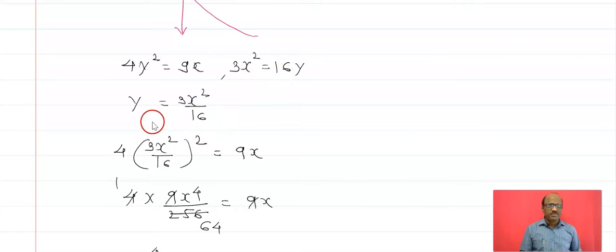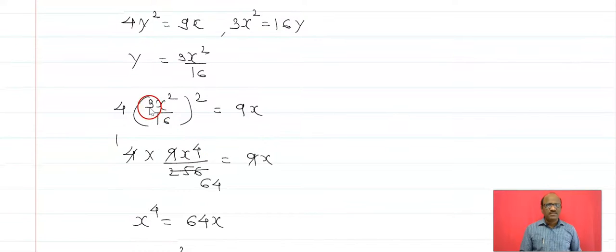And substitute the value of y equals 3x squared upon 16 in this parabola, that is 4y squared equals 9x. If we substitute it, then you will get 4 times (3x squared upon 16) whole squared equals 9x. Therefore, (3x squared upon 16) squared means 9x raised to 4 upon 256.